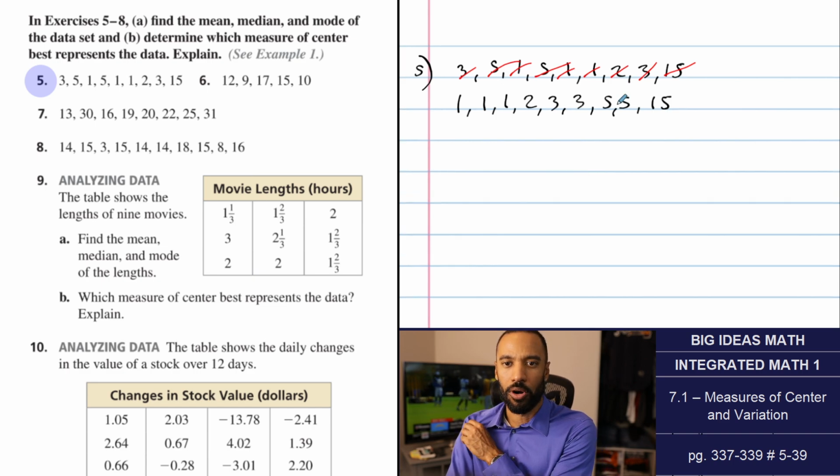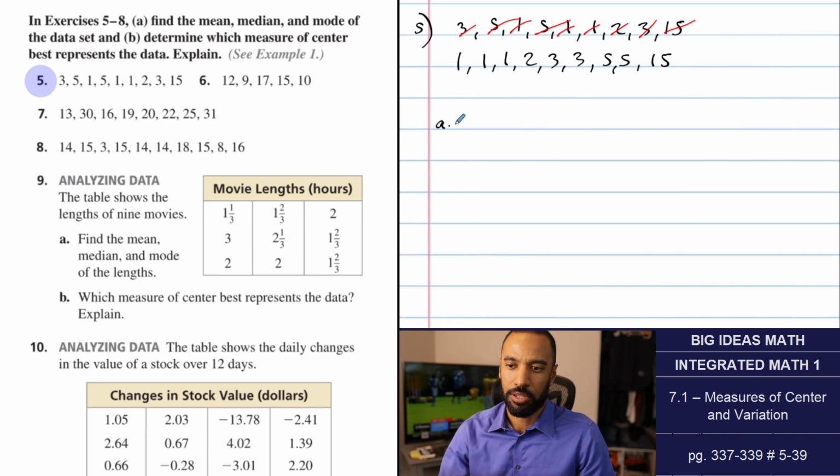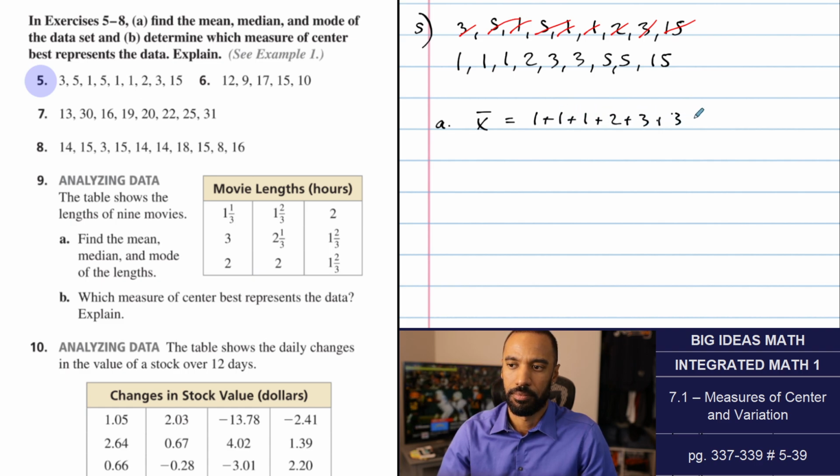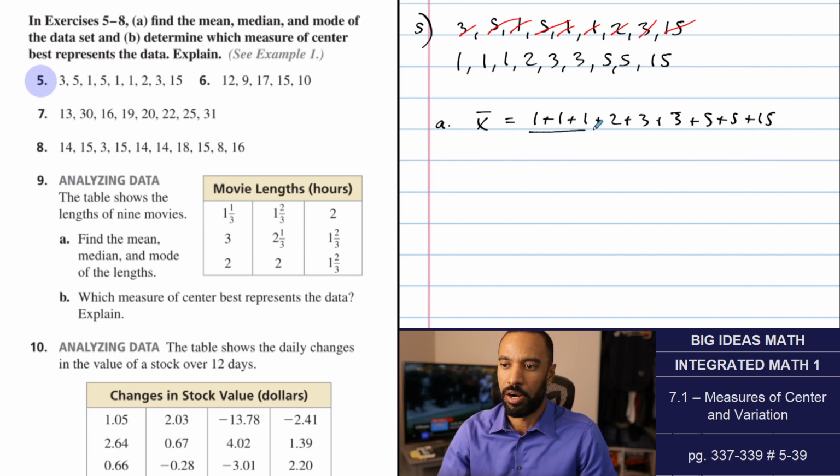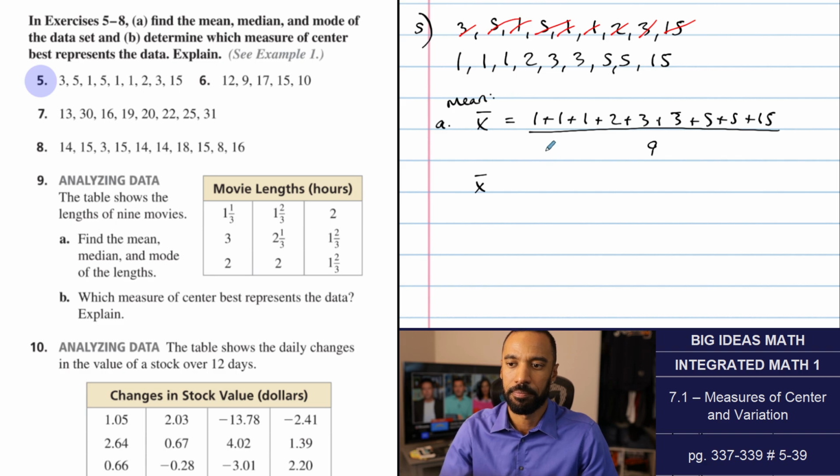Now, I rewrote them in order. Now, part A is calculating the mean. The mean means the average, and they actually use the variable x bar to represent that for mean. So we're going to add these values together and divide by how many values there are. That's how we calculate the average of something. And this is context free. I don't know what this is actually representing as a whole, but it's going to be this. This is, again, for the mean.